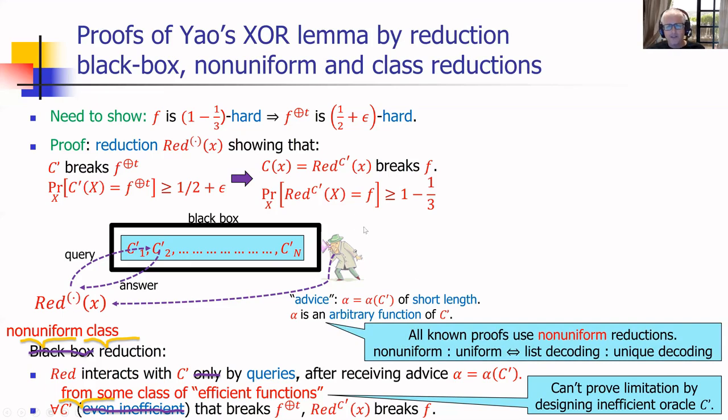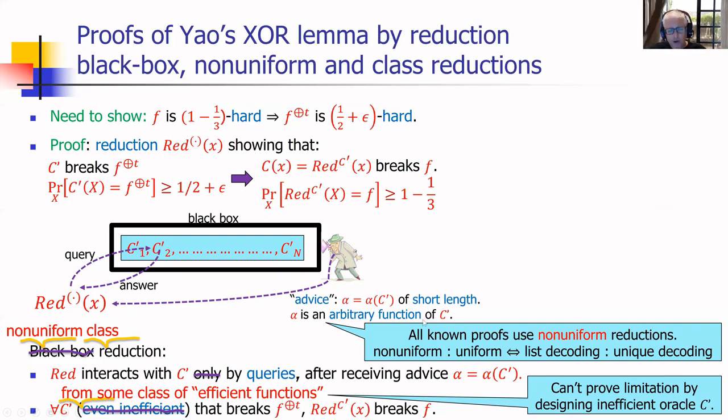Why are we allowing the existence of this shady looking character? Why is the reduction allowed to do that? But it turns out that all known proofs of Yao's XOR lemma use non-uniform black box reduction. And this is for good reasons. They have to use this shady looking character.